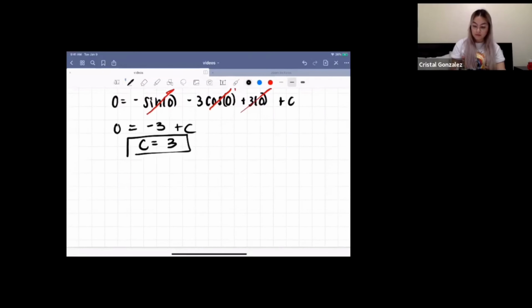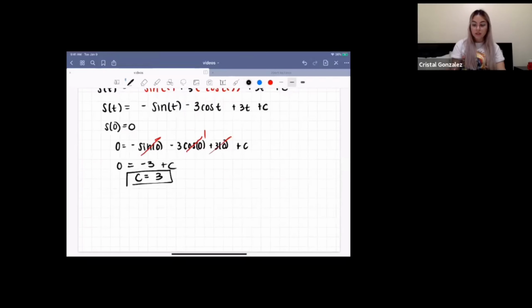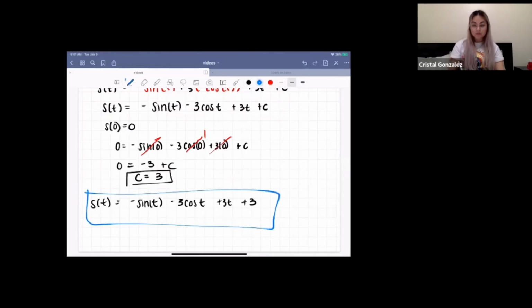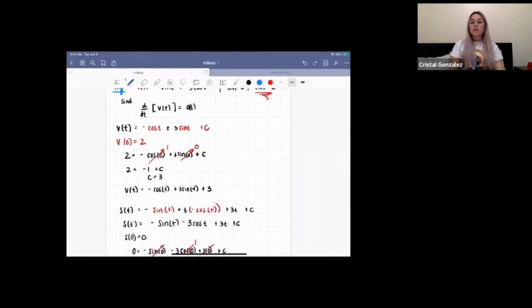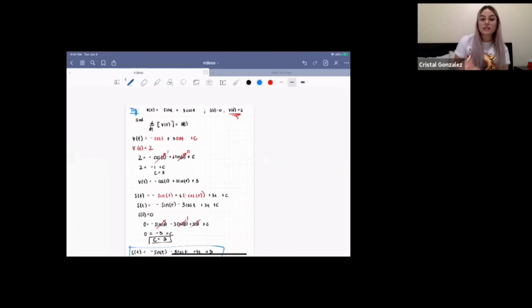So then what we're going to do from here is just substitute that back into our position function and say that our position function s of t is equal to negative sine of t minus 3 cosine of t plus 3t plus 3. And that's our position function. So we call these initial values, so that we can find our constant c.